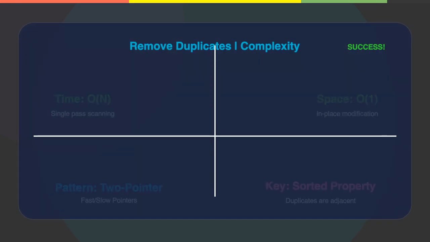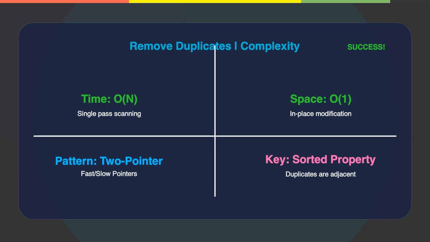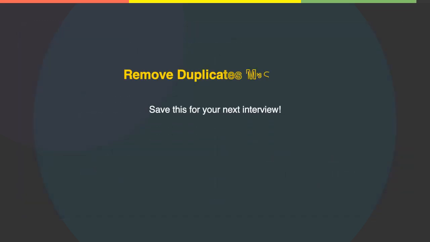Looking at the complexity, this solution is incredibly efficient. The time complexity is O(n), because we scan the array exactly once with our fast pointer. The space complexity is O(1), because we modified the array in place and only used 2 integer pointers, regardless of how large the input array was. This is the optimal approach for this classic interview problem. And that is the Remove Duplicates challenge mastered.